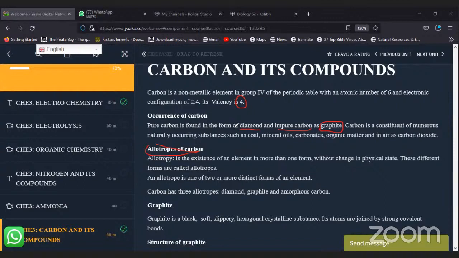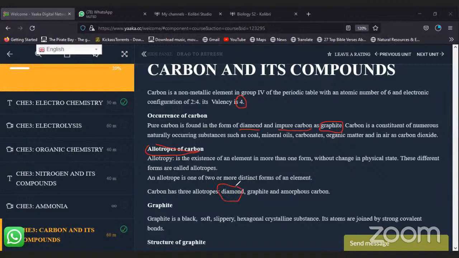If we had, let's say, an individual called Peter and he existed in more than one form, we would say that Peter has allotropy. But that is not possible for human beings. It's only possible for elements like carbon. They exist in various forms, and we shall see these forms. So an allotrope is one of two or more distinct forms of an element. The allotropes of carbon are three. There are only three that we know.